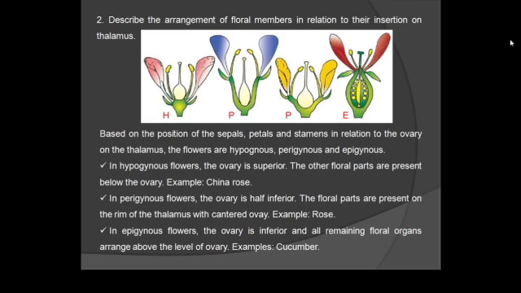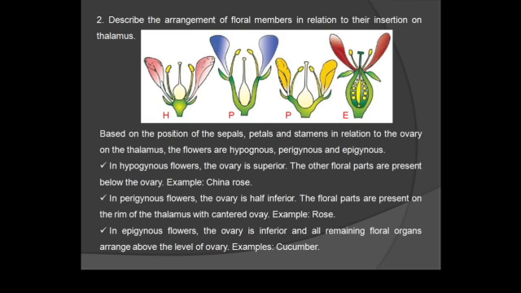In the second question: describe the arrangement of floral members in relation to their insertion on the thalamus. Here there are four diagrams. The first one is a hypogynous flower, the second and third are perigynous flowers, and the fourth is an epigynous flower. Based on the position of the sepals, petals and stamens in relation to the ovary on the thalamus, or in other words, the position of the calyx, corolla and androecium in relation to the gynoecium on the thalamus, flowers are classified into hypogynous, perigynous and epigynous.